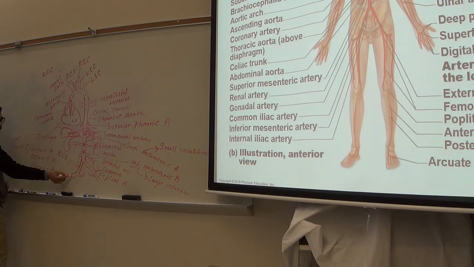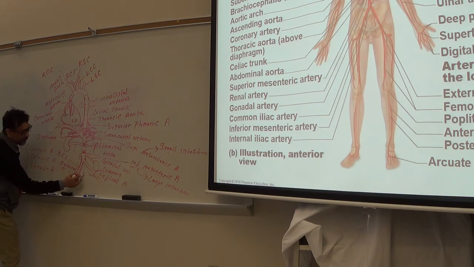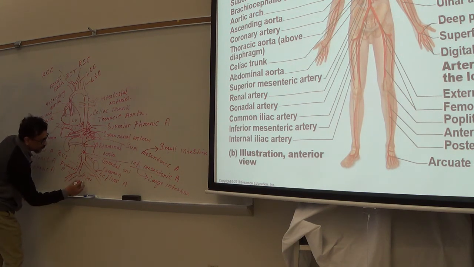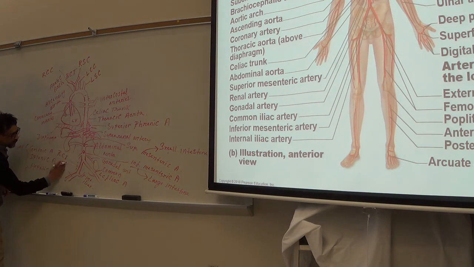One goes to the leg, to the thigh. That is called the femoral. Makes sense, right? Femoral area. So the femoral artery. The femur is here, the bone. So that is one branch, and that becomes the femoral artery. And this one stays in this area. That is the internal iliac.